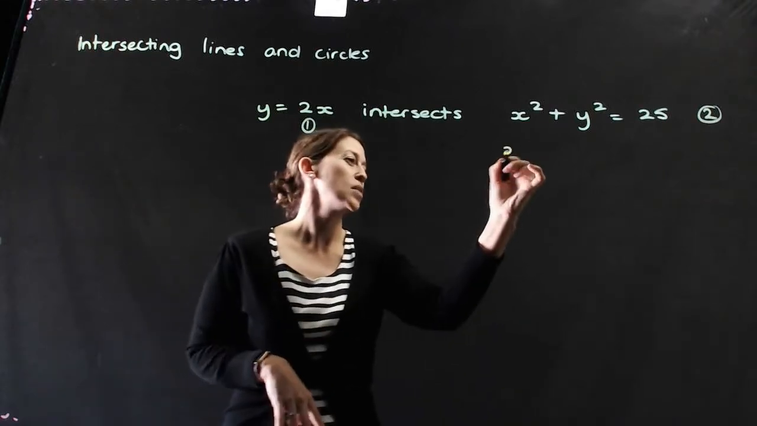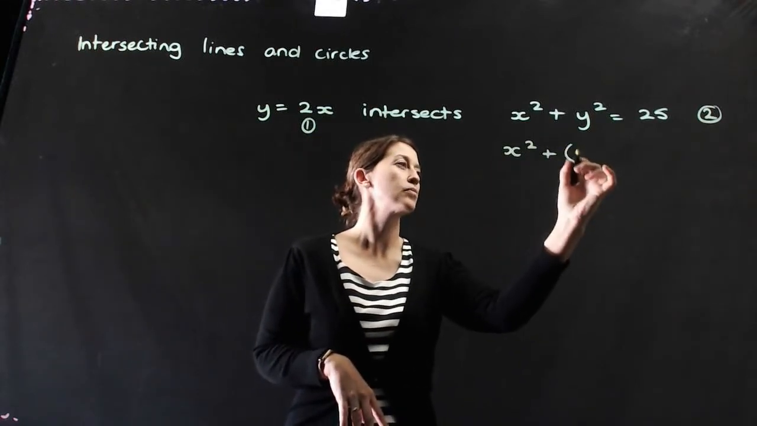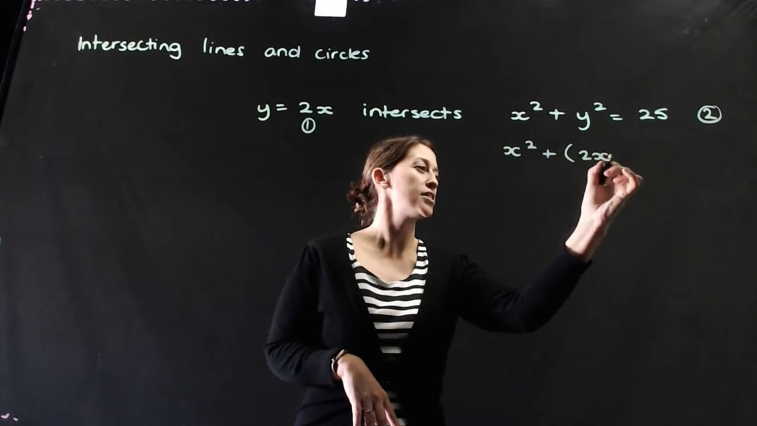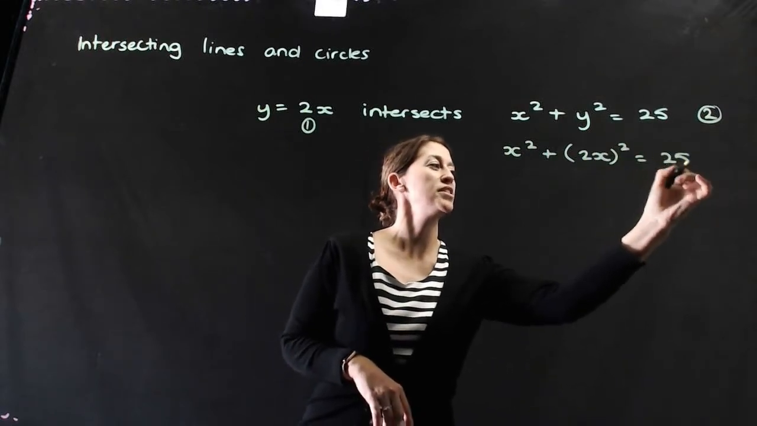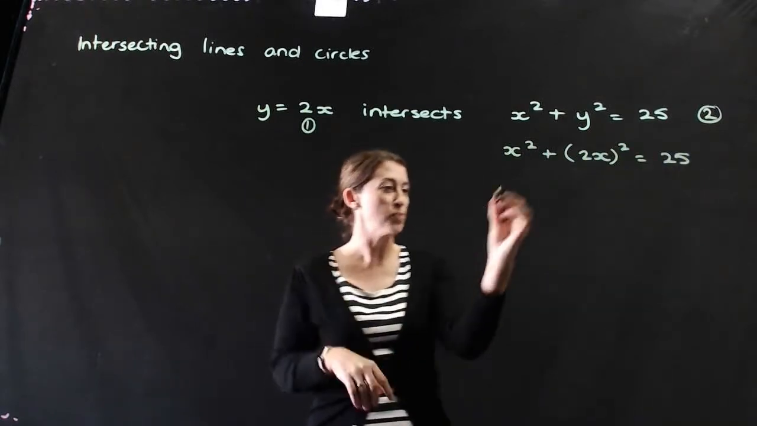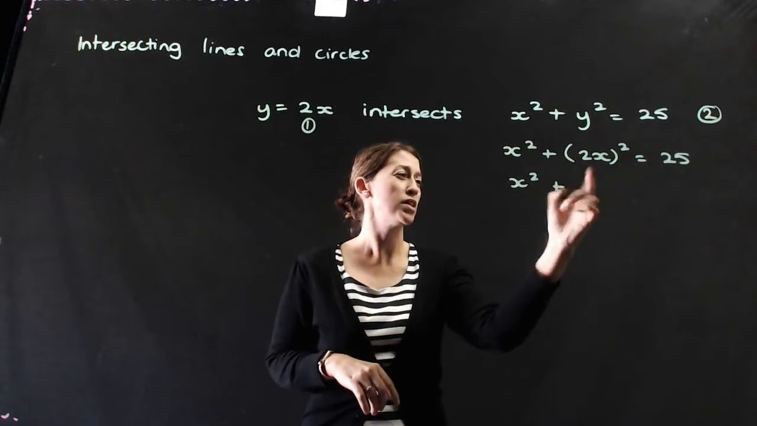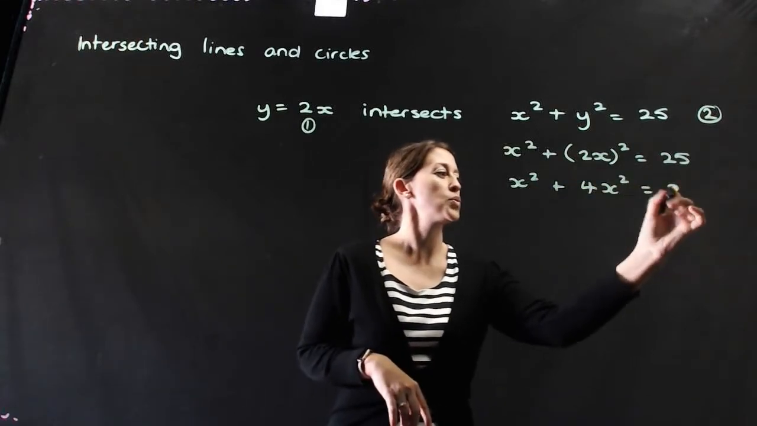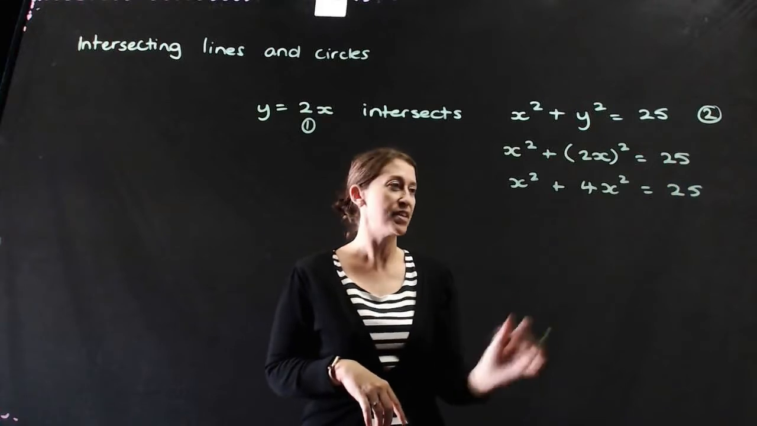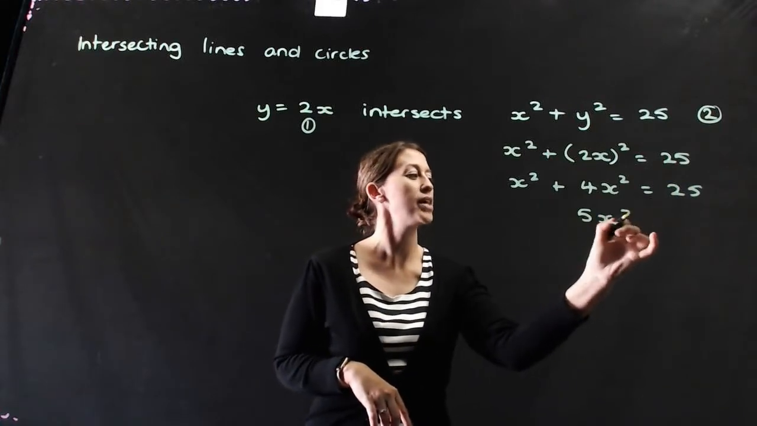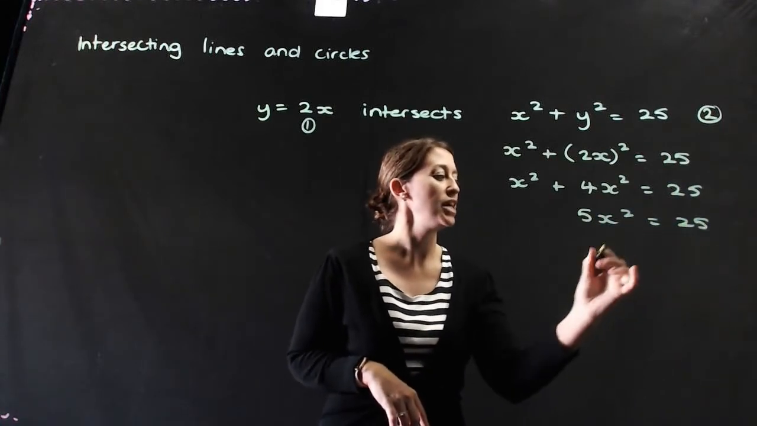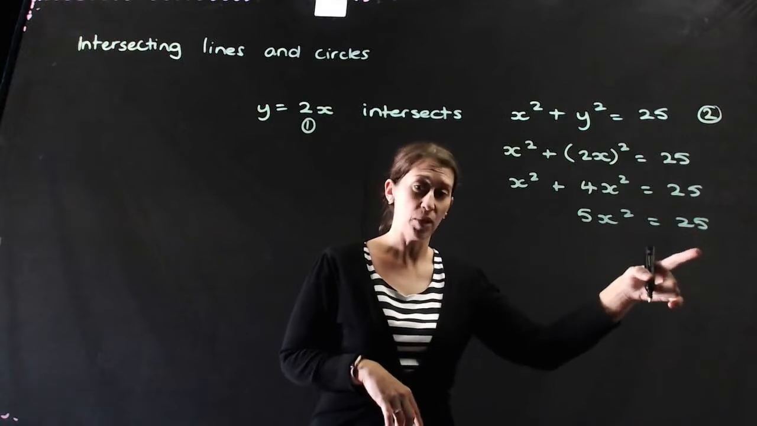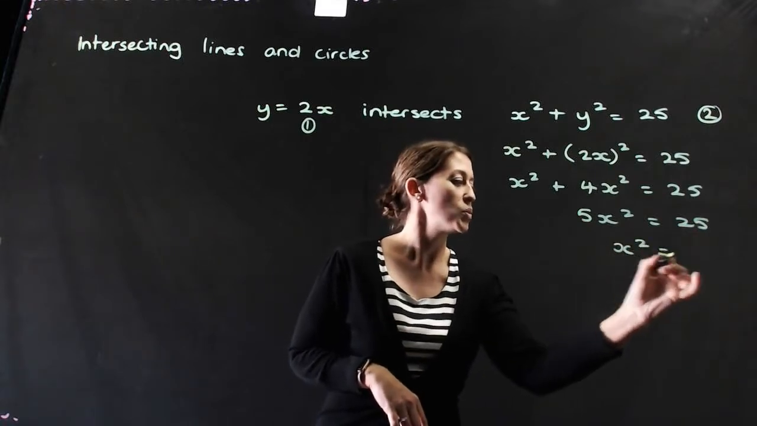So let's do that. x squared plus (2x) squared equals 25. And then we do the expansion. So x squared plus 2 squared is 4, x squared equals 25. Collect together the left-hand side, giving us 5x squared equals 25. Therefore, divide by 5, x squared equals 5.